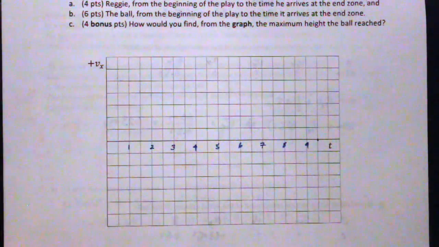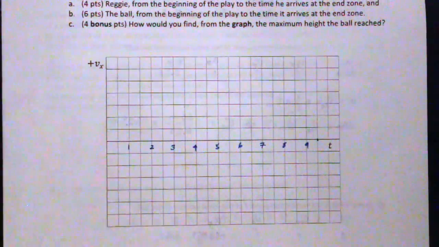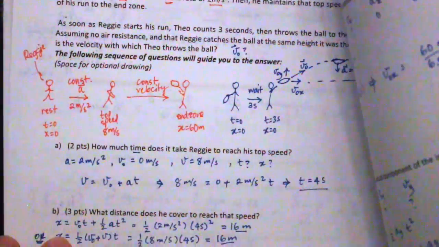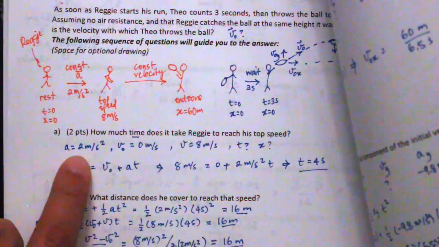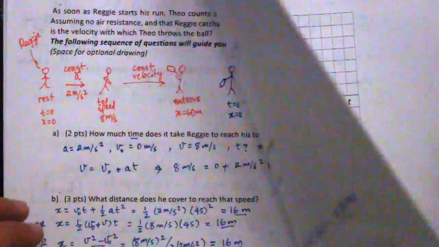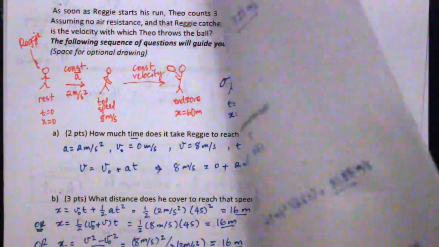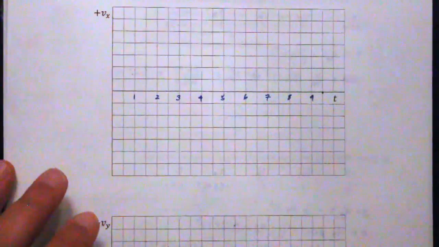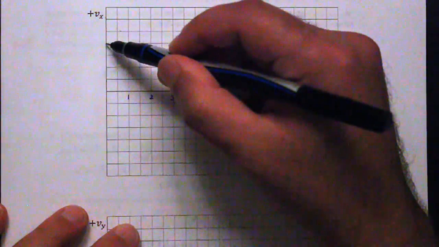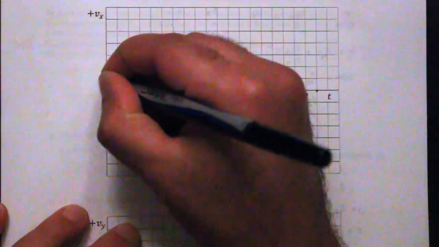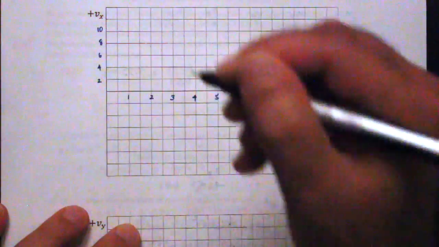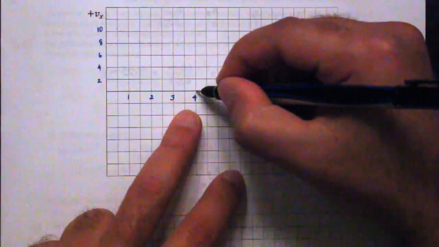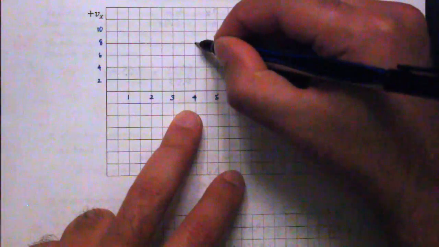We know that he accelerated for 4 seconds. He accelerated up to 8 meters per second. I know that for the ball, the x velocity is also about 9. 1, 2, 3, 4, 5, 6. So we'll take 2 meters per second, 4, 6, 8, 10. For the first 4 seconds, he accelerates up to 8 meters per second.